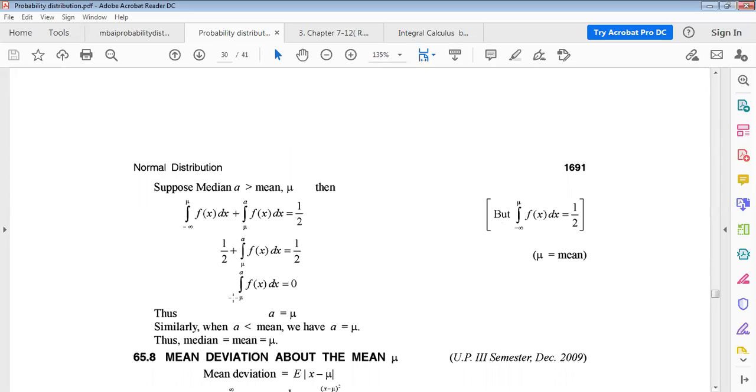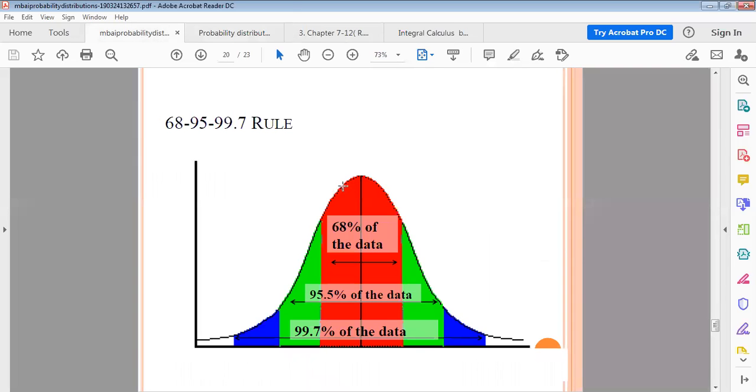Similarly, we can prove by taking the median A less than the mean, and we will also get A equals mu. So median equals mean equals mu for the normal distribution. These three are identical. Understand? We have studied this in the properties of the normal distribution.